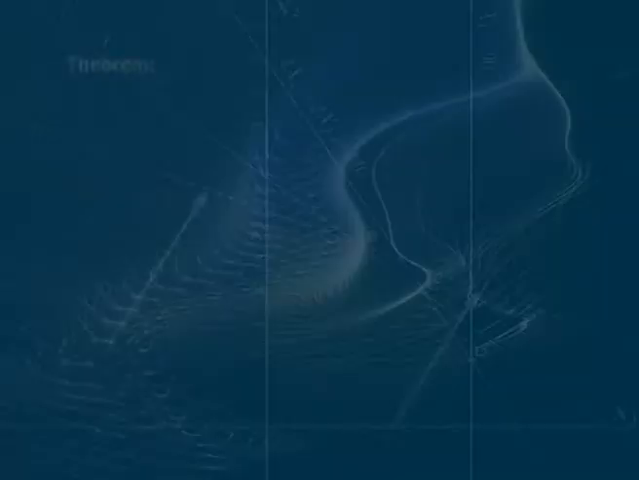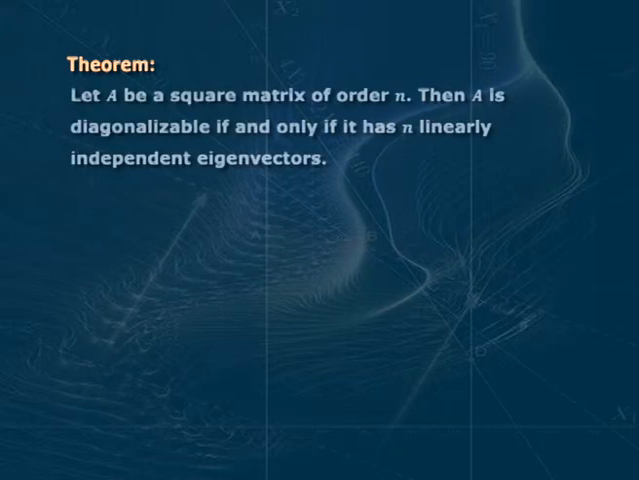The above definition raises an immediate question: is every square matrix diagonalizable? The answer to this question is given by the following technical theorem. Theorem: let A be a square matrix of order n. Then A is diagonalizable if and only if it has n linearly independent eigenvectors.